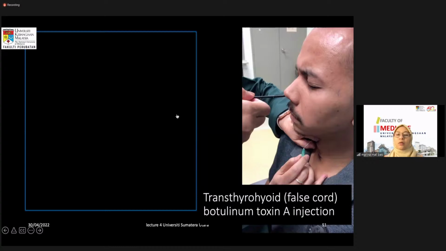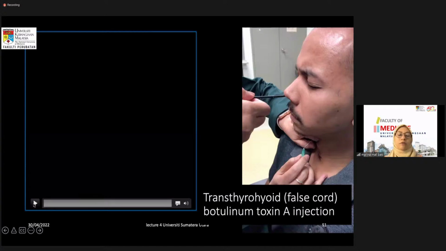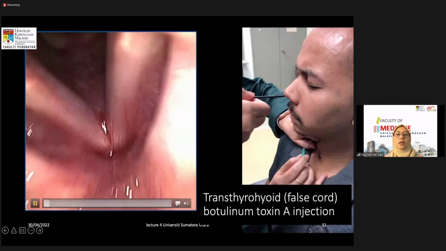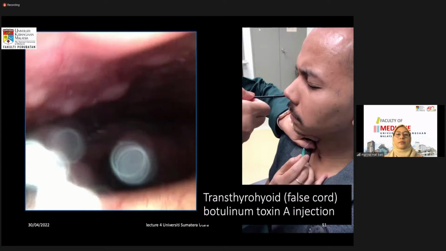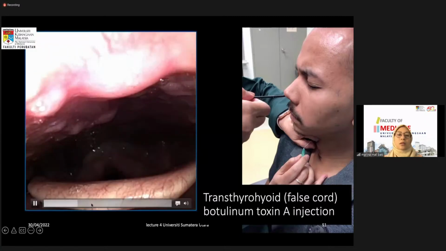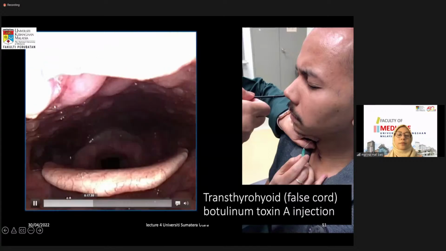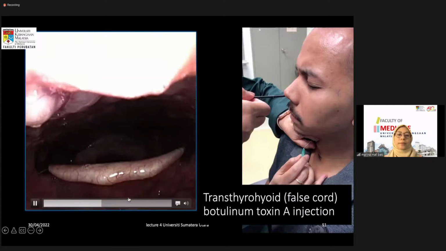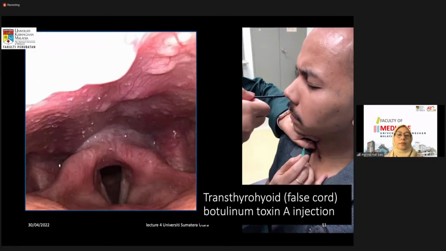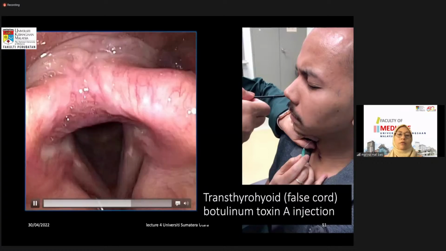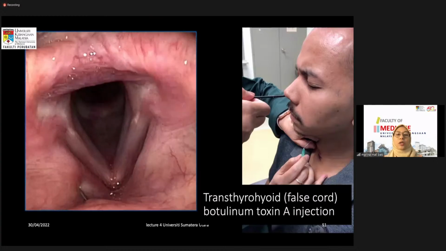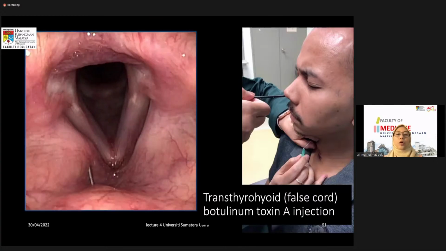Another option of where you can inject the botulinum toxin A, other than the paraglottic space, is by injecting the false cord. Right. I'm going to show a video of injection of the false cord. So here the larynx is already anesthetized. Okay, I want you to appreciate the needle entering the petiole of the epiglottis, and then the needle is directed to the false cord, and you inject Botox at the false cord.